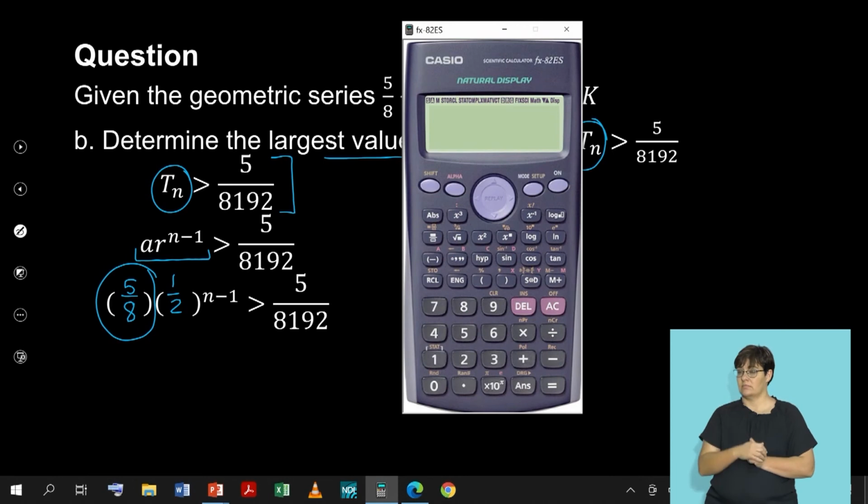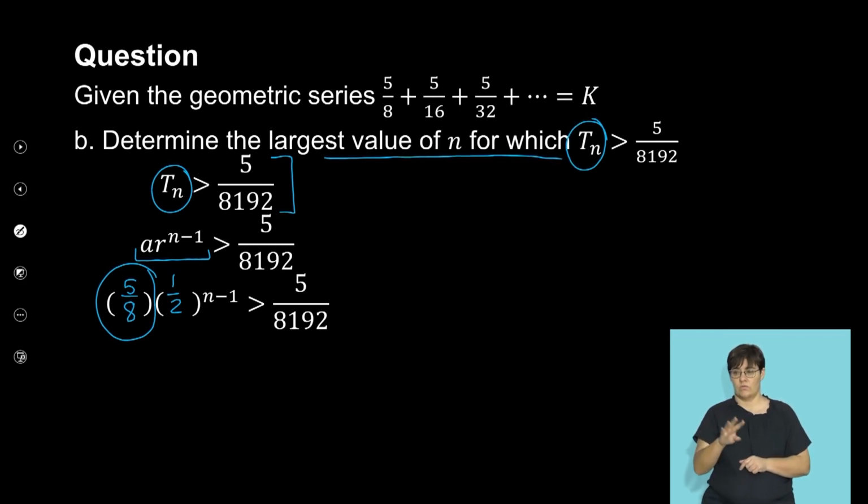And I'm going to say 5 over 8192 divided by 5 over 8 is equal to 1 over 1024.